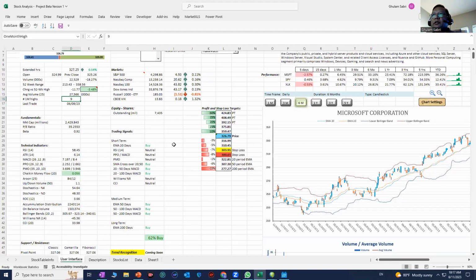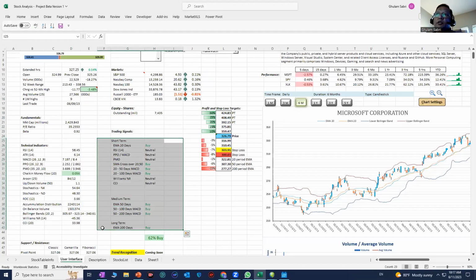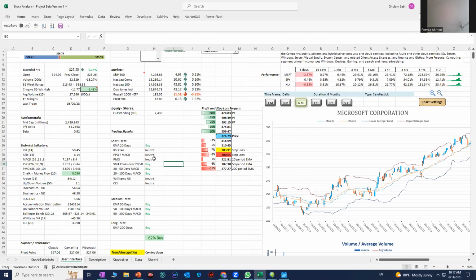Based on these technical indicators, we have this section, which is giving you a 62% buy. So Amit, this can help with your question. I have identified 13 different trading signals: short-term, medium-term, long-term. There is the 20-day moving average, RSI, PPO, and these are their signals. For example, MACD is neutral, but the long-term and medium-term signals are buy signals for Microsoft. Overall, out of 13, it's giving you a 62% buy signal. So this is helping you.